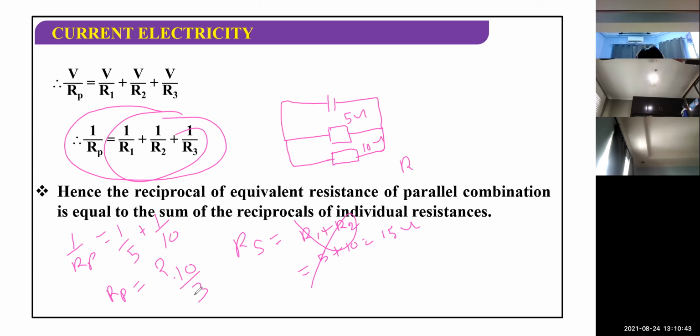Now, children, you will do this calculation. Calculation is not difficult. You can do the calculation in calculator. Even 1 divided by 5 plus 1 divided by 10 in calculator, and just add, and then again reverse, because I need RP. I don't want 1 by RP. I need RP, because the question is find the total resistance, and total resistance is RP. So every time when you use this method of taking the LCM, you have to reverse the value, because you have to calculate RP.